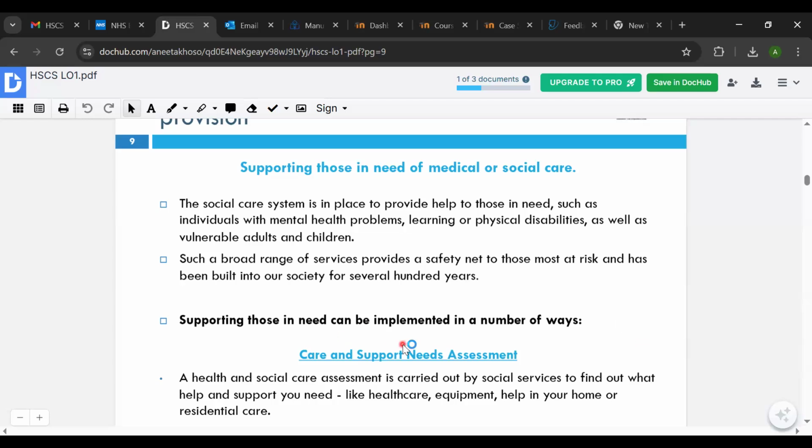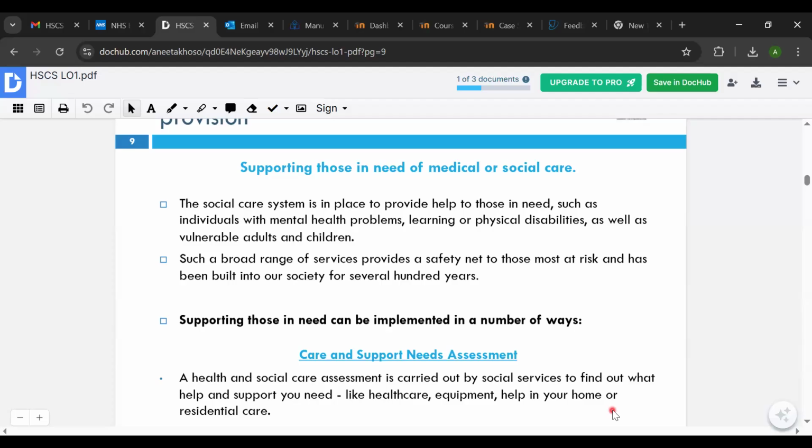So there's a needs assessment where you assess what the needs and requirements are of an individual that you're caring for. And then you're supporting those needs. So a health and social care assessment is carried out by the social services. This is to find out what help and support you need.